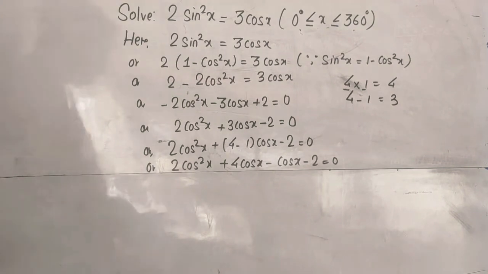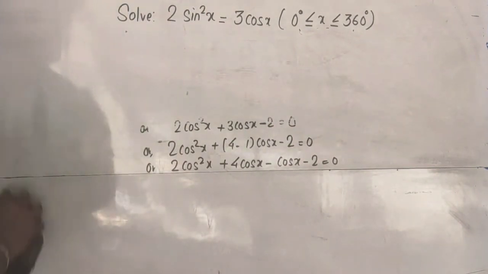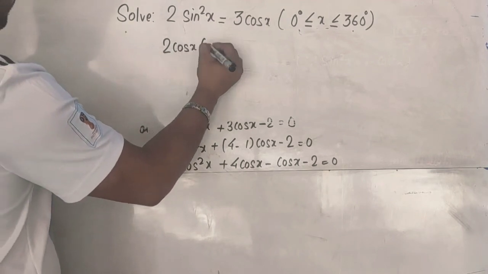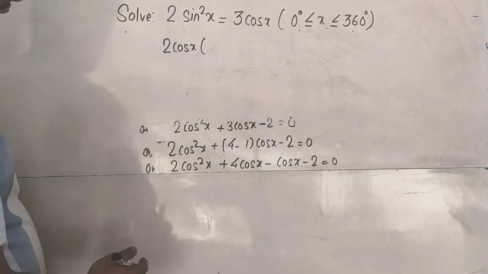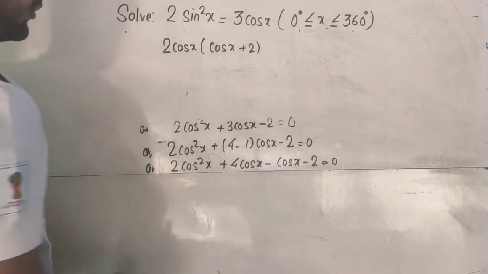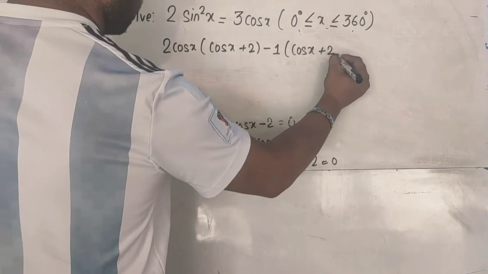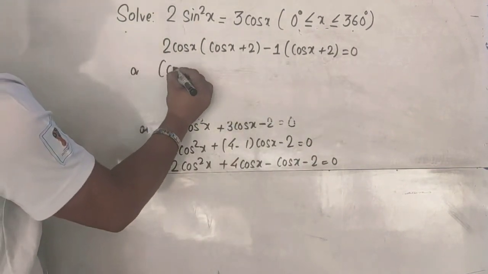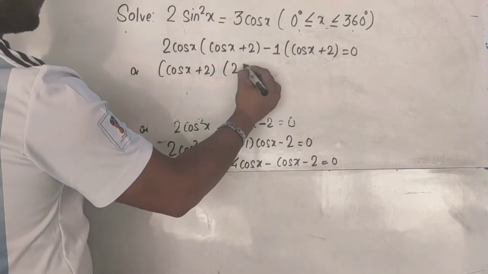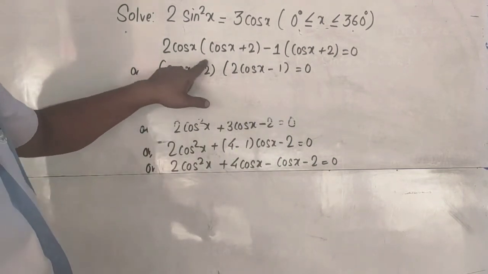Now we'll factorize this one. From the first two terms, I can take 2 cos x common. If I take 2 cos x common, I will have left here cos x plus 2. Similarly, in the second two terms, I can take minus 1 common, and we'll have left here cos x plus 2 equals 0. I've taken cos x plus 2 common here, and we have 2 cos x minus 1 here.